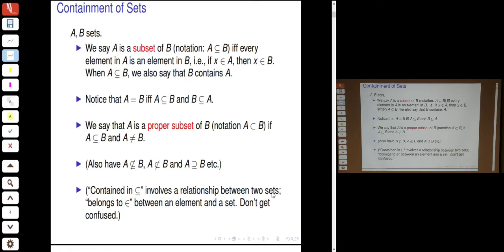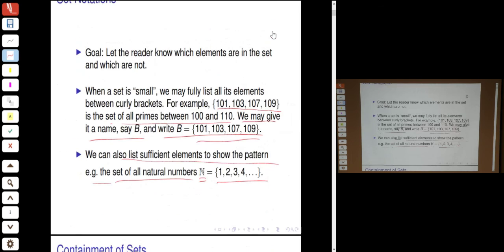So, containment of sets. The set A is a subset of the set B if and only if every element of A is an element of B. So this notation means "if and only if". Any element that belongs to A should also belong to B. For example, the set of all primes between 100 and 110 is a subset of the set of all odd numbers between 100 and 110, right? You have an extra element there, which is 105.